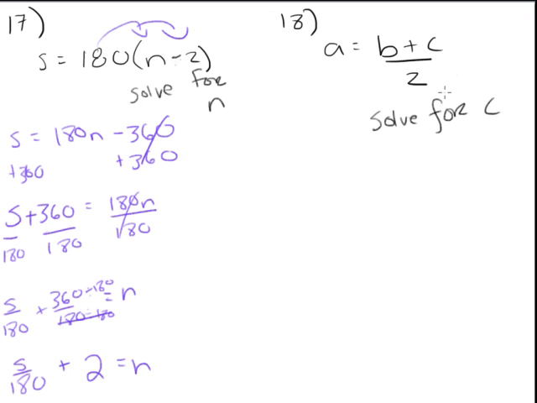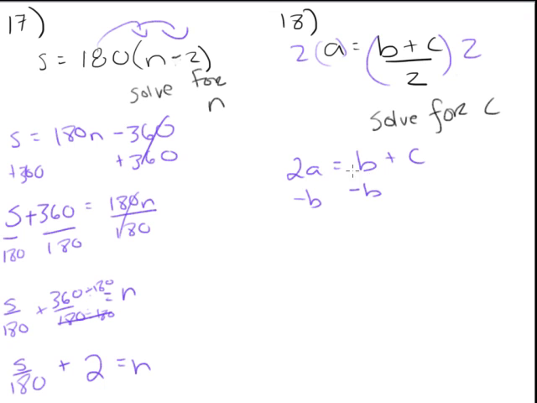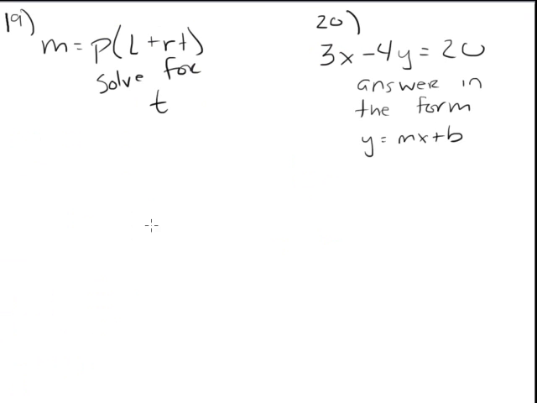Here I have to solve for c, so I'm first going to take out this divide by 2 by multiplying by 2 and multiplying the other side by 2. So I'll have 2a equals b plus c. So I'm going to bring over this b to the other side, so subtract b, subtract b. That's gone. 2a minus b equals c. And that's my answer.